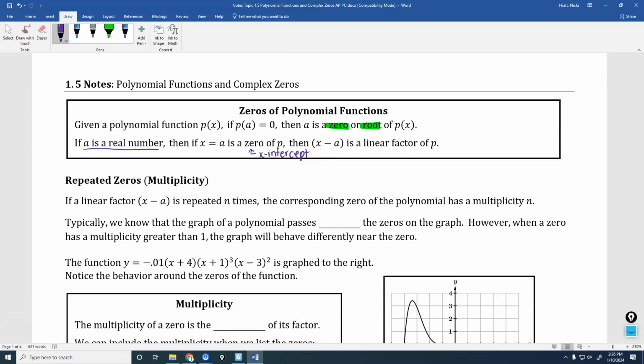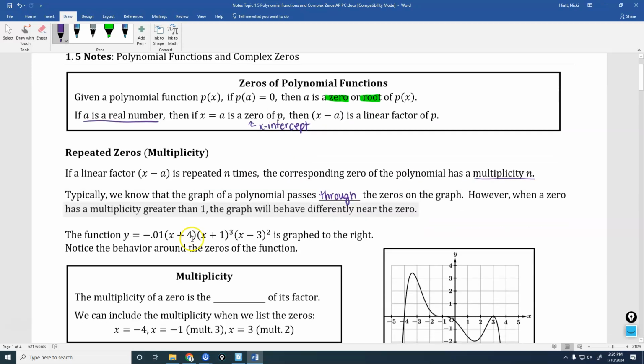Zeros can sometimes be repeated. If you have x minus a repeated n times, then we say that we have a multiplicity of n for that corresponding 0. Typically, we know that the graph of a polynomial passes through the zeros of a graph. However, if a 0 has a multiplicity greater than 1, the graph will behave differently near the 0.